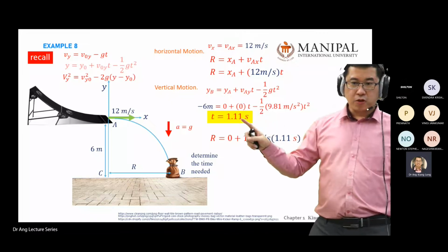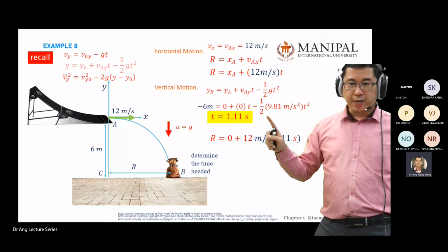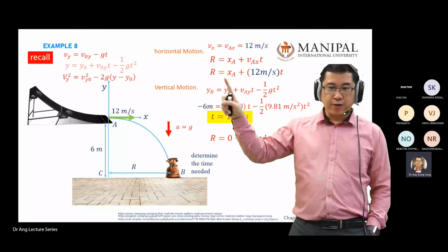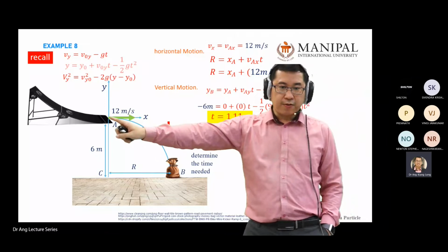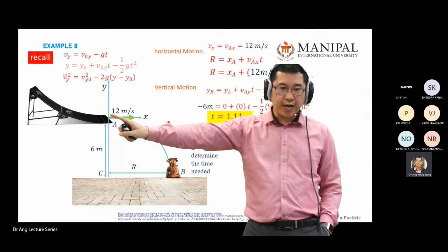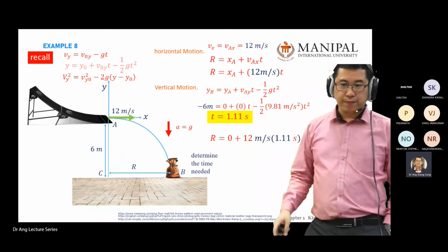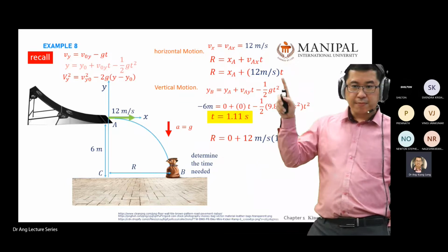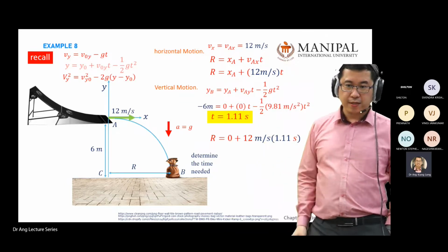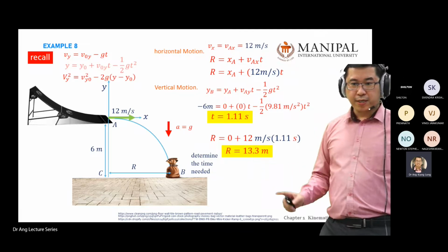Next, once you have time, go back to the previous equation. You need to find out, right? So copy the equation. You know that your XA is 0, right? Because in that position A, you start with coordinate system 0, 0. Your X at A is 0. Then 12 copy. Time, substitute this one here. And you get 13.3 something.